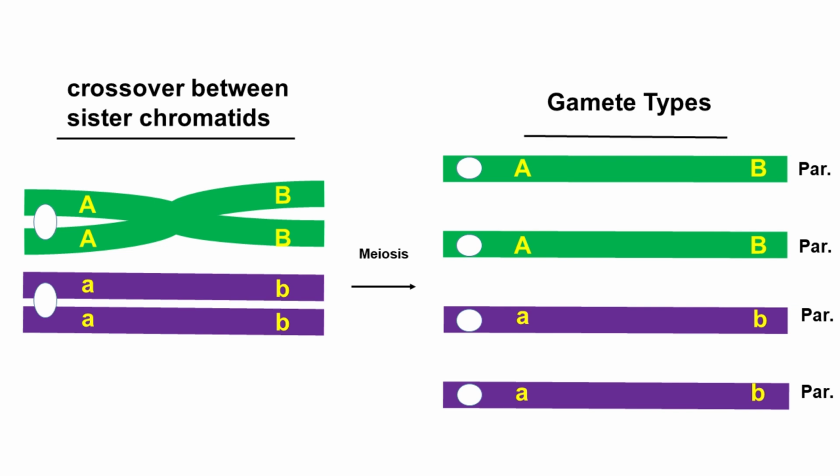Even if crossing over happens between them, the alleles being exchanged are the same. Therefore, no new combinations of alleles are produced, and the overall genetic content of the chromatids remains unchanged.